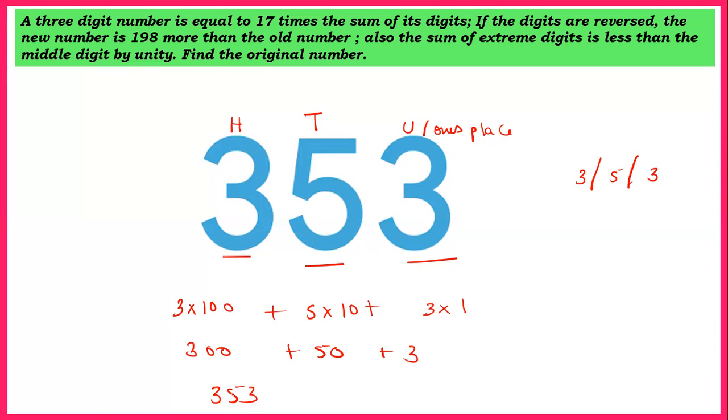So this is a very important concept we need to understand even before we go to the sum. The digit in the hundreds place is multiplied by 100. The digit in the tens place is multiplied by 10. The digit in the ones place or units place is multiplied by 1. And when we add them, we get the number.